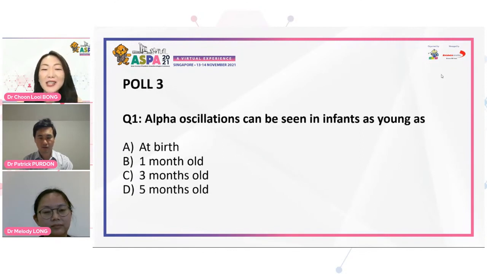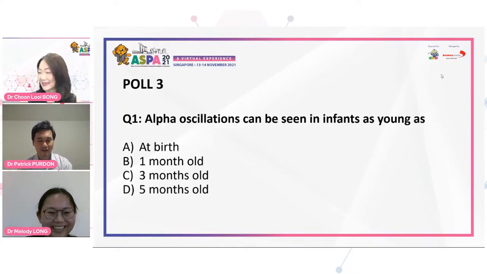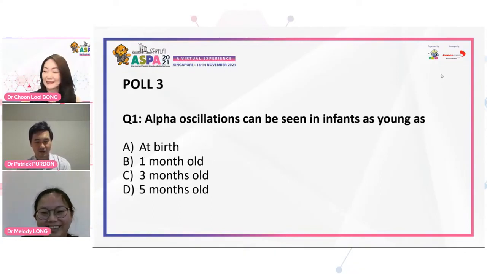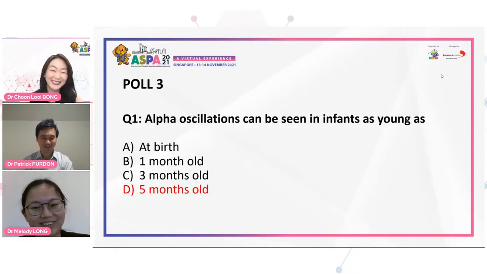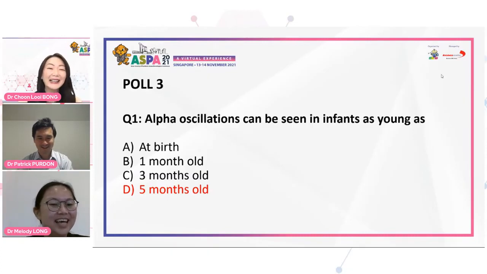Alpha oscillations can be seen in infants as young as what age? At birth, 1 month old, 3 months old, or 5 months old? If you've been paying attention to Patrick's lecture, that should be quite easy. So what do you think? All right, we're looking at some of the answers now. So 50% of the people say 5 months old, and 50% say at birth. So actually the right answer is supposed to be 5 months old, but we'll get Dr. Patrick to go through the answers.